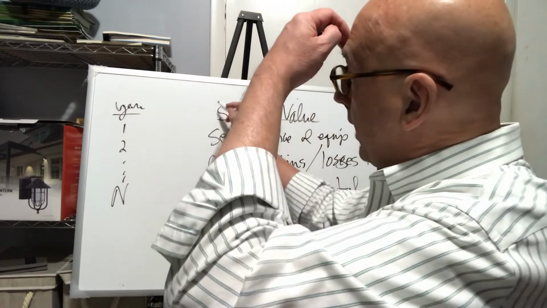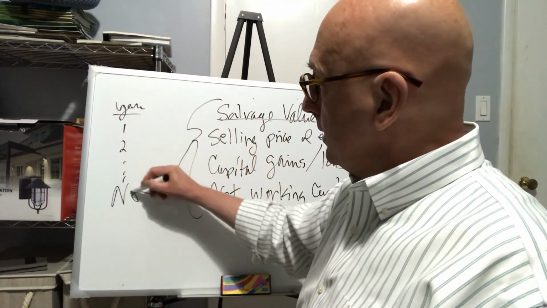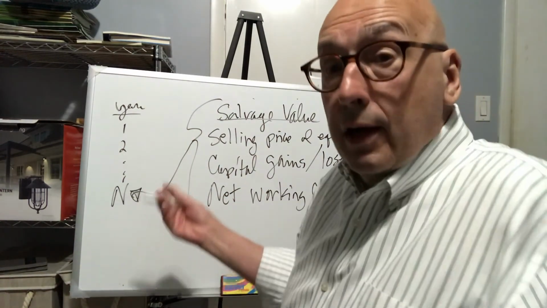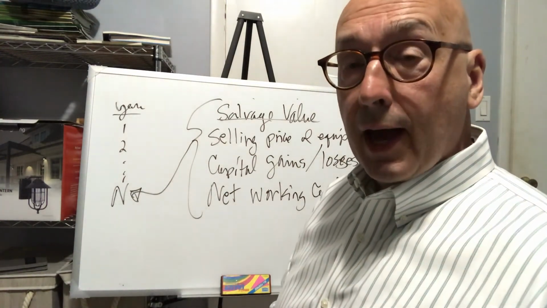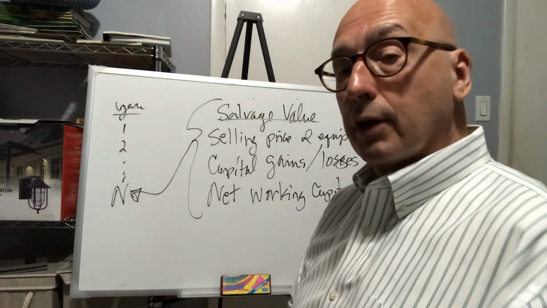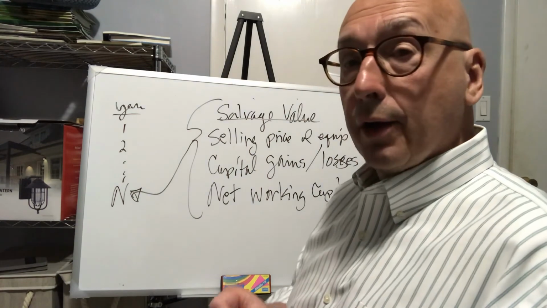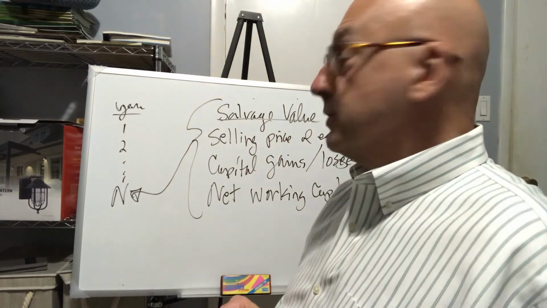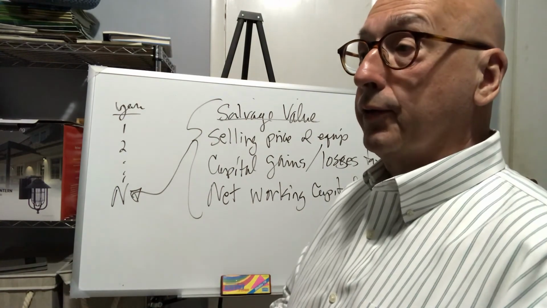Now, this salvage value would be added into the nth year, the ending year's operating cash flow, to give you the cash flow for that final year. That's how you go about doing this. So that's kind of the overview of this.